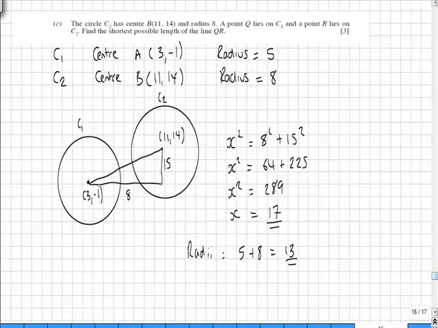If we look at the distance between the centre of C1 and its circumference, that would be a distance of 5. The distance between the centre of C2 and its circumference would be a distance of 8, making 13. So if Q was to be the point marked there, and R was to be the point marked there, the difference between 13 and 17 is of course 4, and this really has to be the shortest distance between Q and R. So QR has to equal 4.